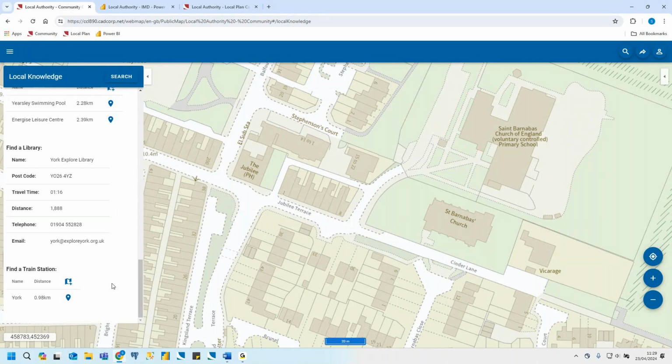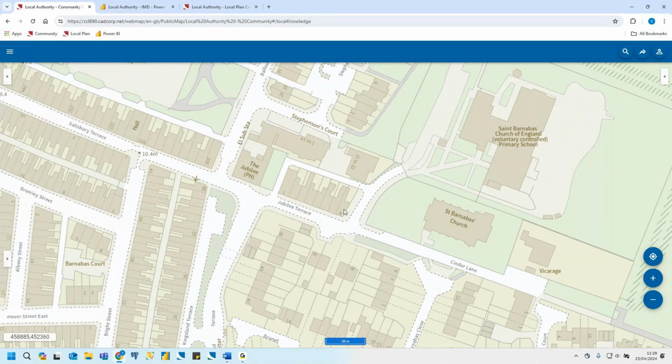It's all in a single place, but it's also tailored to the chosen location, wherever that might be in the local area. So those are a couple of examples of how web mapping can be used to share and analyze accessibility to local amenities.